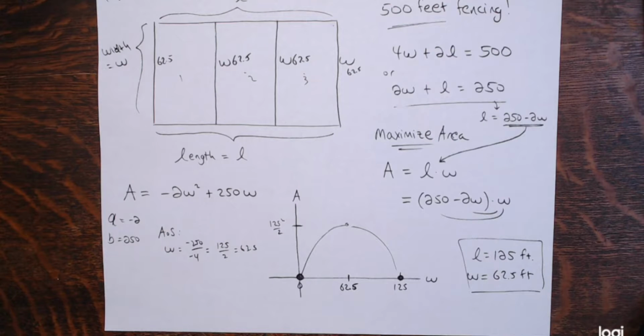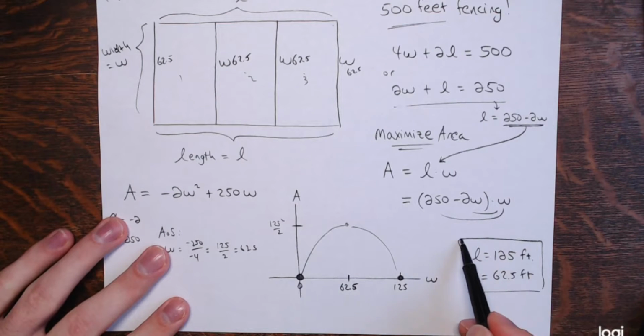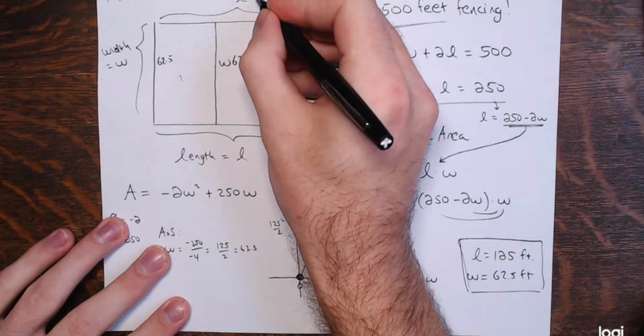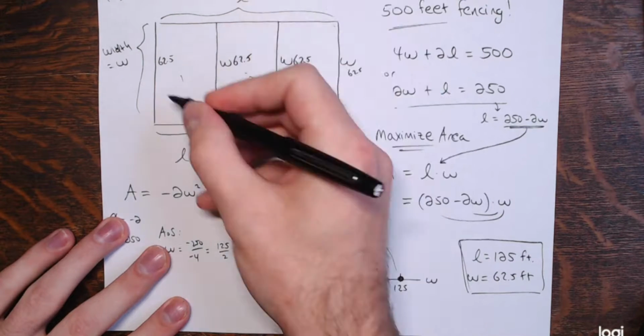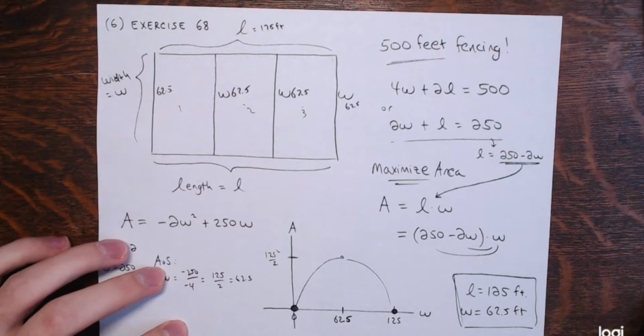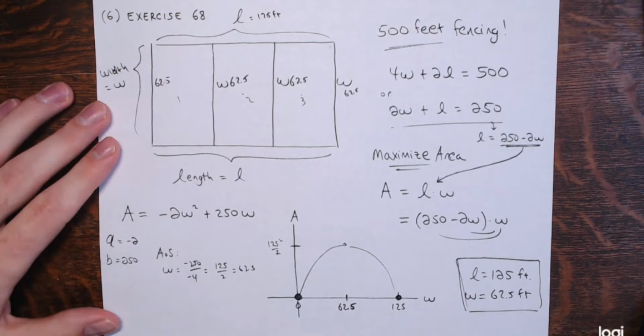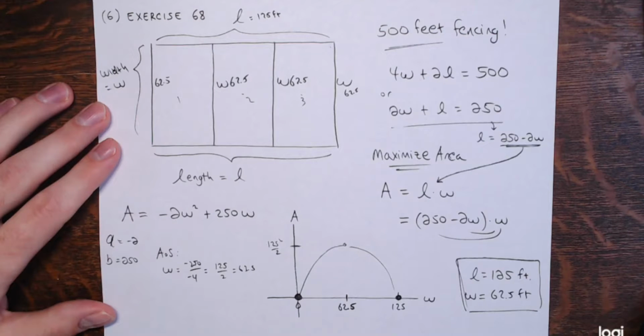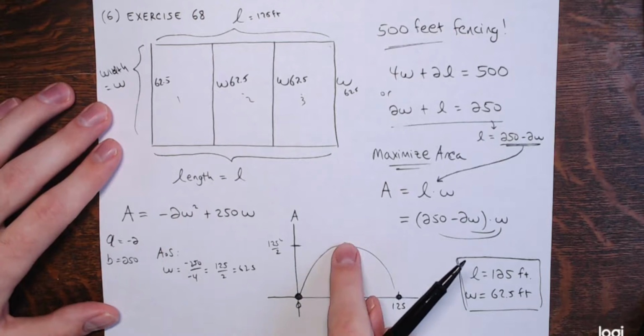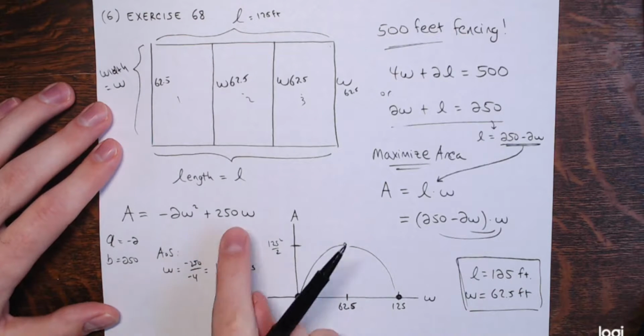But the dimensions though, right? The length is 125 feet. The width is 62.5 feet. That will produce the largest area possible for this corral I'm trying to create with the 500 feet of fencing I was given. All right. Great. And again, if you want to find that maximum area, just plug in 62.5 for W and use a calculator or whatever.